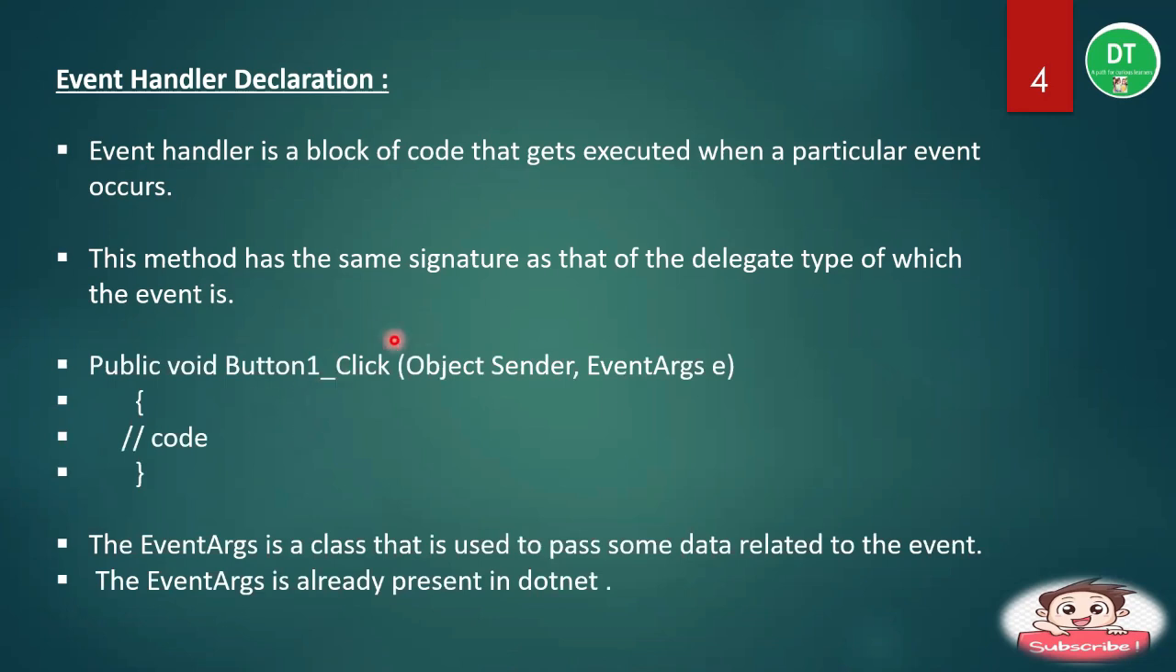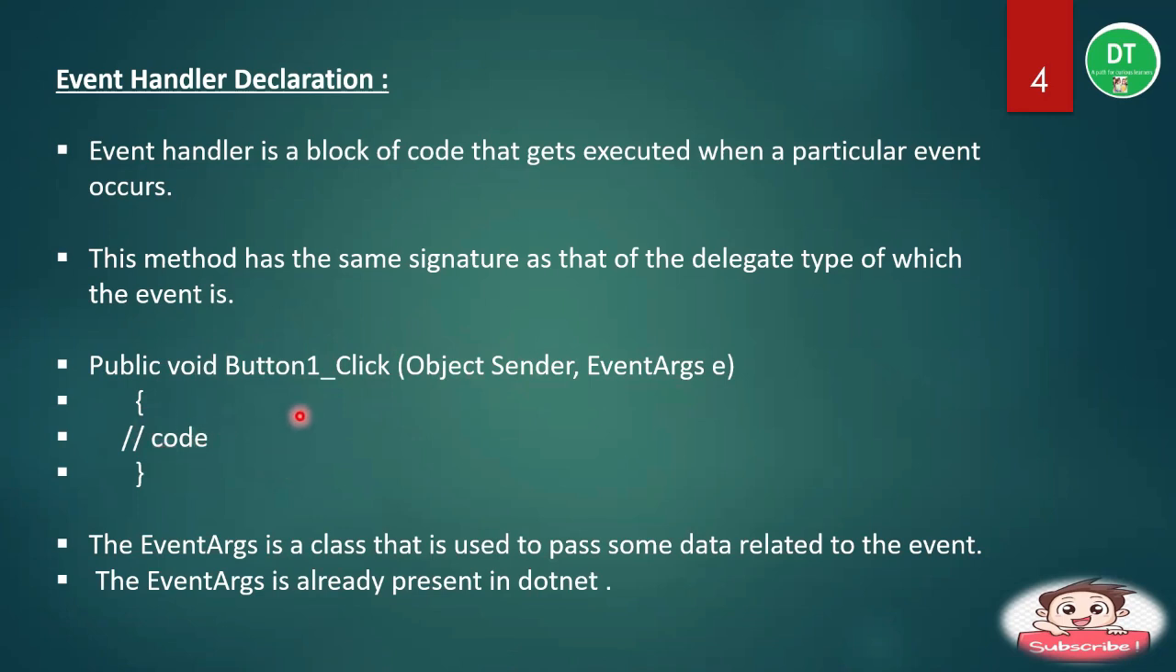Here below I have given the example of an event handler. This is button1_Click, the name of the method. An event handler is a method, so this is also a method, and it has the same signature as that of the EventHandler delegate. You can see that the first parameter is of type object and the second parameter is of type EventArgs, and it does not return any value, and in the curly braces the code which should be executed will come here.